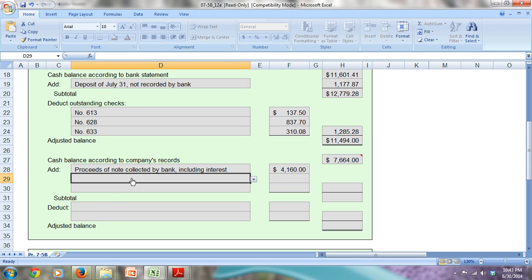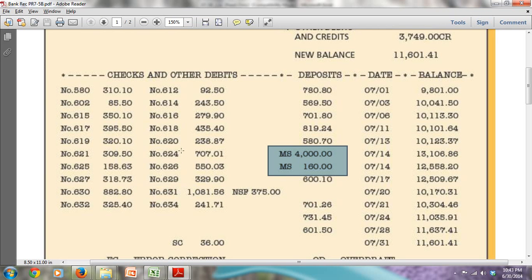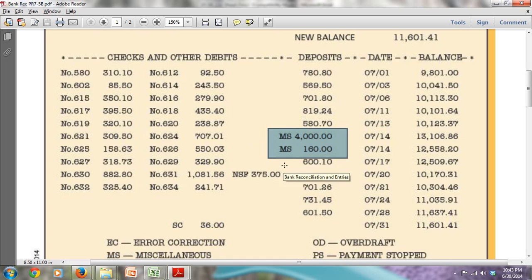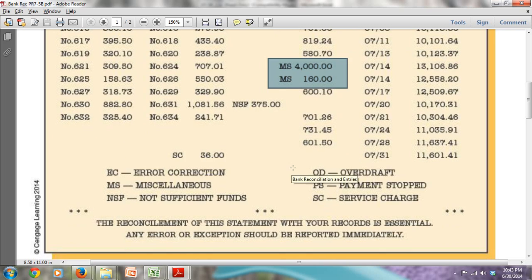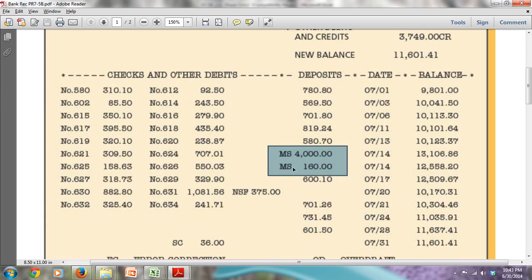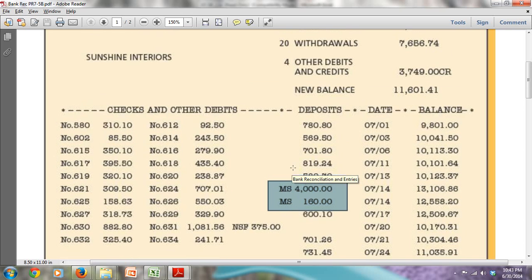Alright, let's take a look at some of the other stuff that might be in addition. Alright, I'm not really seeing anything here. So that's the only thing.